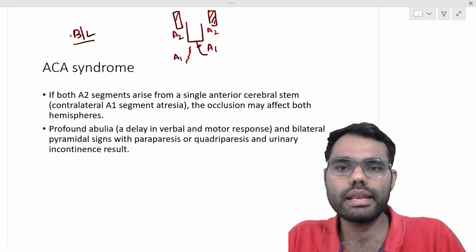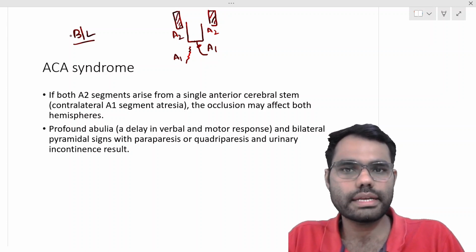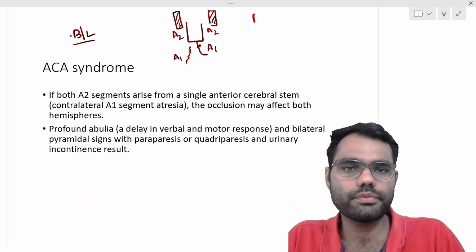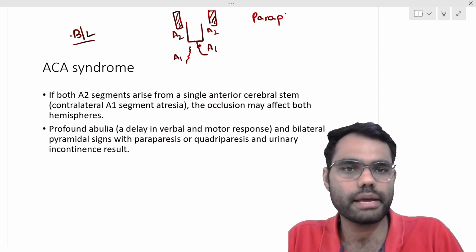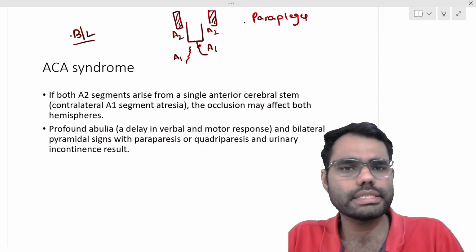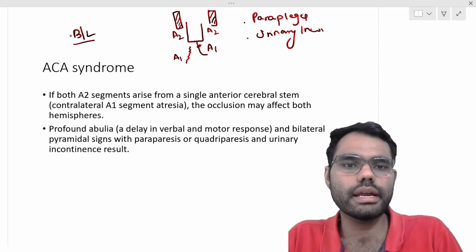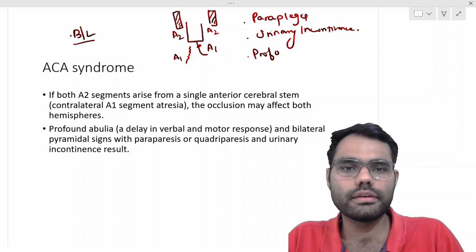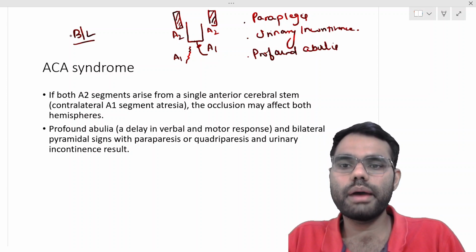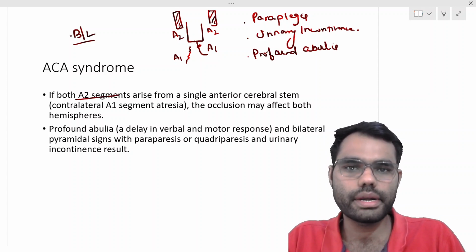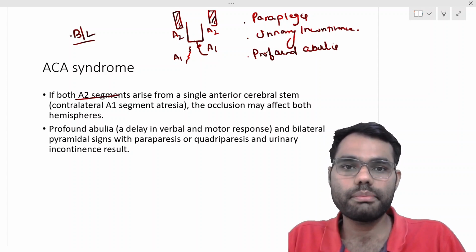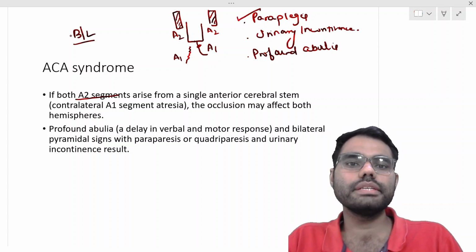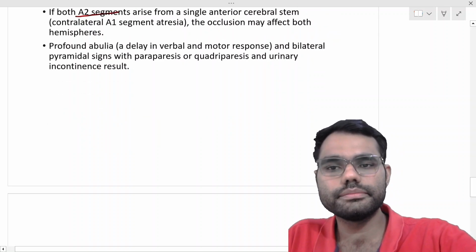So there would be bilateral motor and sensory loss of the legs on both sides, which will manifest as paraplegia, and all other symptoms would remain the same. There would be urinary incontinence, and there would be profound abulia. So all these symptoms would be there if both A2 segments are getting occluded. So what we need to remember here is that this is an important differential of paraplegia, right?